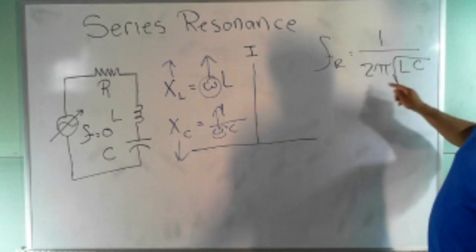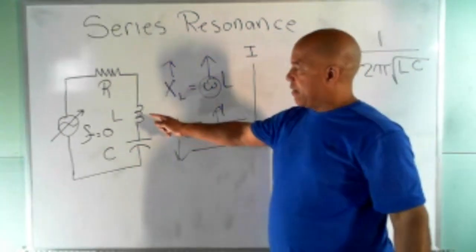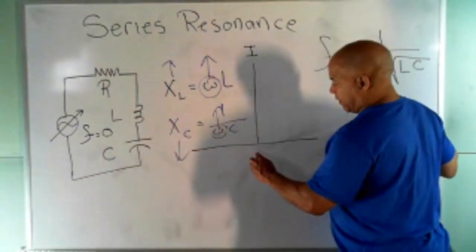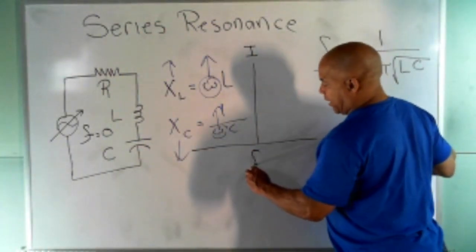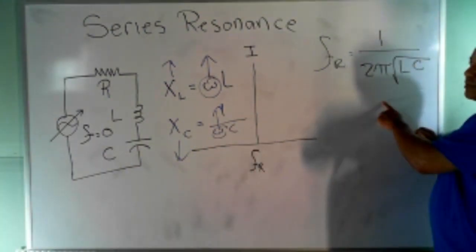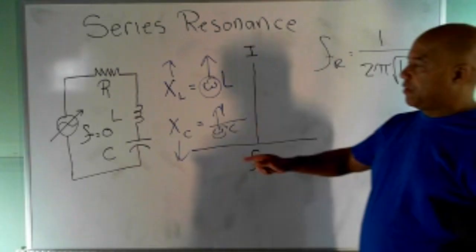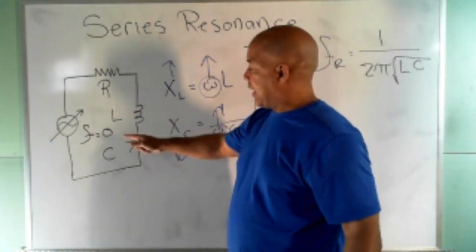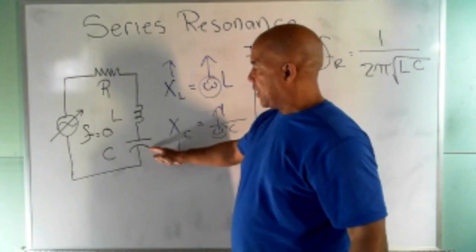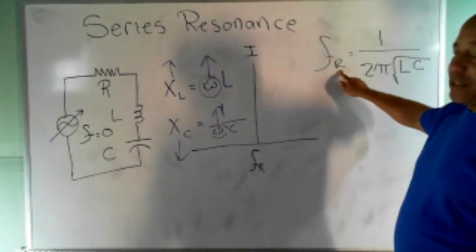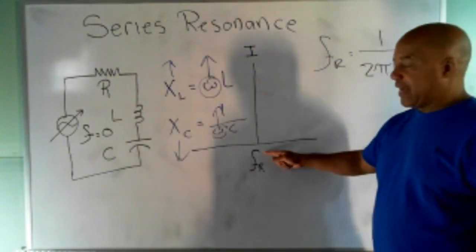So given a circuit, if I give you the value of L and I give you the value of C, then you should be able to calculate for me this frequency right here, FR, the resonant frequency, using this equation. So that would be easy to do. You have a value for L and a value for C, you put them into this equation, you get a number for the resonant frequency, and now you can put the actual value right here.